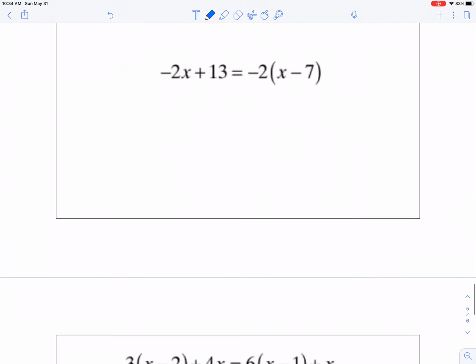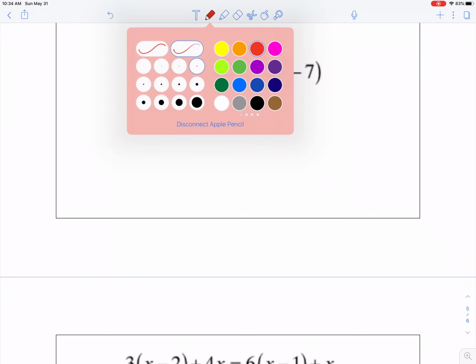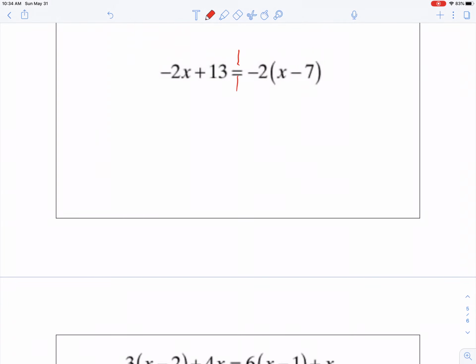All right, here's the second one. Again, let me be sure I understand left and right. So I'll put in my dotted line there. Nothing to do on the left except copy it down. On the right, I need to do this distributive. And now I'm going to start moving things around, so I'm going to add 2x to both sides.